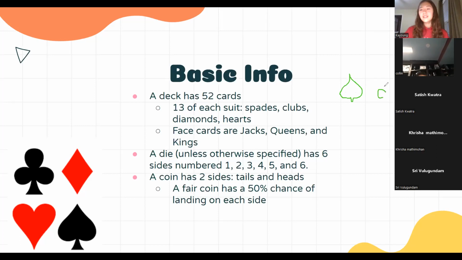Clubs is like a clover kind of shape. I'm not really good at drawing, guys. A diamond is, well, just like that. A heart is a heart. So yeah, just to keep in mind. And the face cards are jacks, queens, and kings.